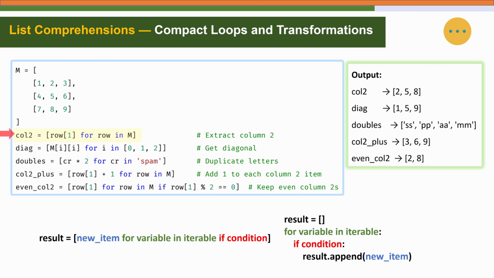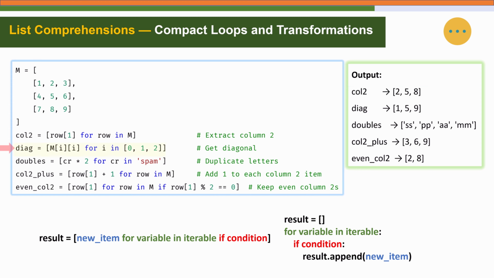When we write row[1] for row in M, this means for each row inside M, take the element at index 1. That gives us 2, 5, 8. That is a list with entries 2, 5, 8, which is the second column. So notice the original matrix stays unchanged.